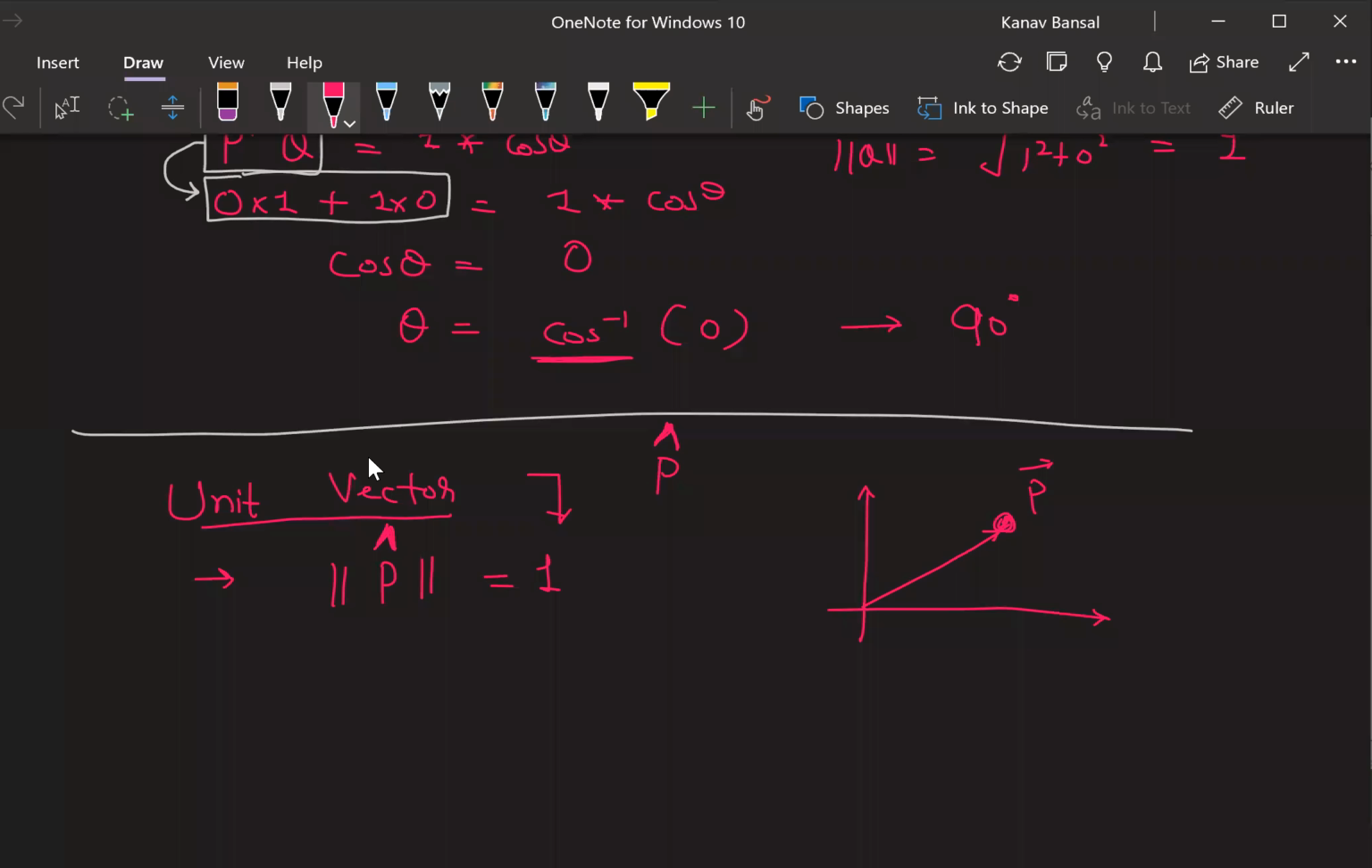Now, if I want to calculate the unit vector for p, won't it be equal to the actual p vector divided by the length of the p vector? Yes or no? We are interested in finding the unit vector, so in order to find it, we can simply do this. Making sense to everyone? Yes, correct, Dilip.